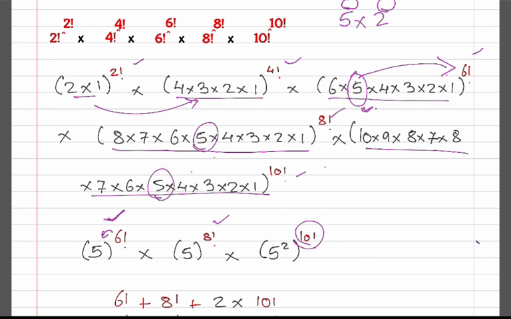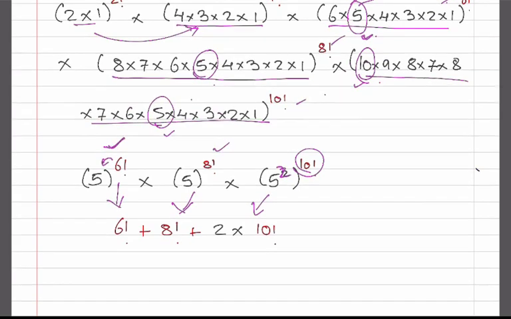But there is a catch here. There is one 5 here and there is one more 5 that I will get from 10. So there are 2 5s in 10 factorial itself, right? So I will write this as 5 squared, because there are 2 5s here, raised to 10 factorial. So how many 5s do I get from here? 6 factorial 5s. From here 8 factorial 5s. And from here 2 into 10 factorial 5s.